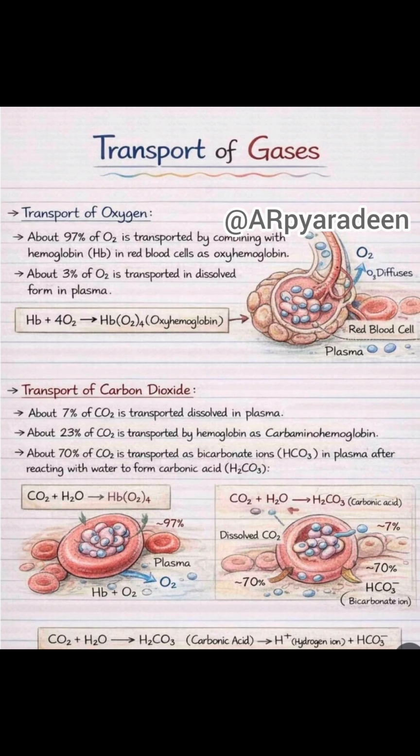See, first we'll go through the transport of oxygen. Hemoglobin is a red colored iron containing pigment present in the RBCs. Oxygen can bind with hemoglobin in a reversible manner to form oxyhemoglobin. Each hemoglobin molecule can carry a maximum of 4 molecules of oxygen.